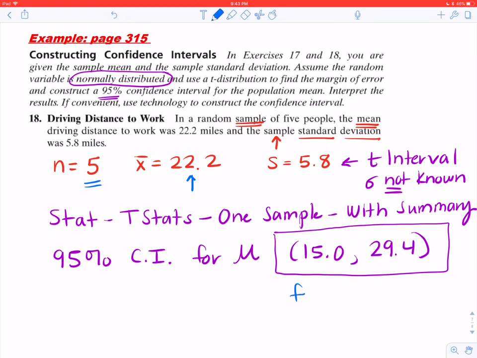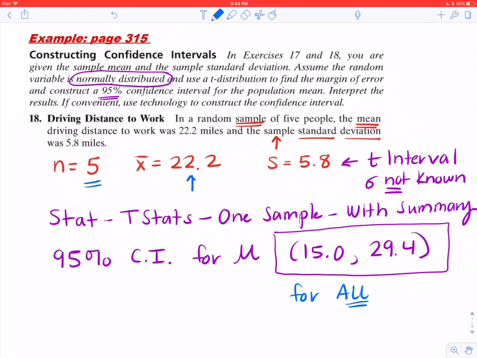This is estimating that mean distance for all, not just these 5. So the mean distance for all is estimated somewhere between 15 miles and 29.4 miles. And that's calculated based on sample size, based on standard deviation, and based on level of confidence.